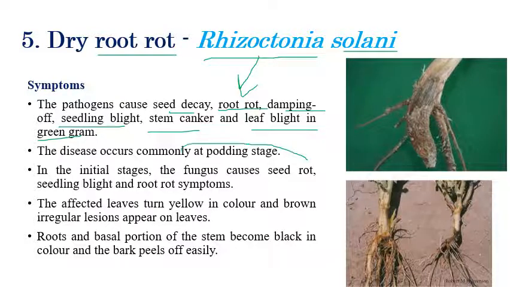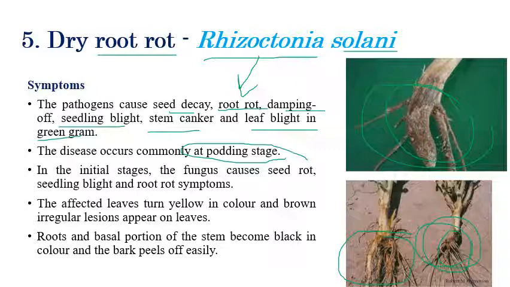This disease we mostly see at the podding stage, the pod initiation or pod formation stage. We can see it more at the initial stage of the fungus. Slowly the seed rots and seedling blight and root rot symptoms can be seen. On the right side we can see rotting of roots and a little bit of the stem region also. Due to that, the roots lose their capability to absorb water and different types of nutrients for the plant. Slowly the roots start rotting, and automatically the plant will die because it can't get the nutrients and water it requires.